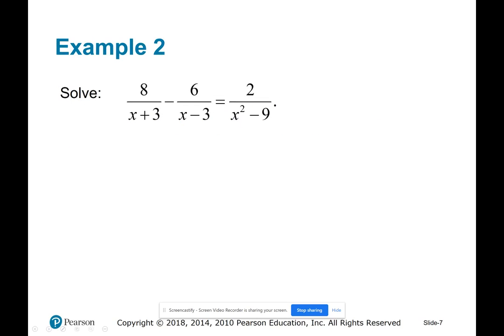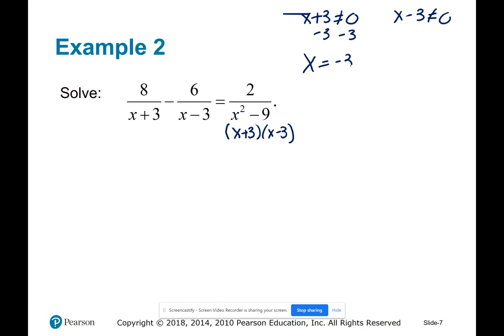Next one, example 2: 8 over x plus 3, minus 6 over x minus 3, equals 2 over x squared minus 9. I need to factor this, and it factors into x plus 3, x minus 3. You can do the box method, or you can recognize this as a difference of squares. My bottoms are x plus 3, which can't equal 0, and x minus 3, which can't equal 0. When I solve, I know x can't equal negative 3, and x can't equal positive 3. So those are my restrictions.